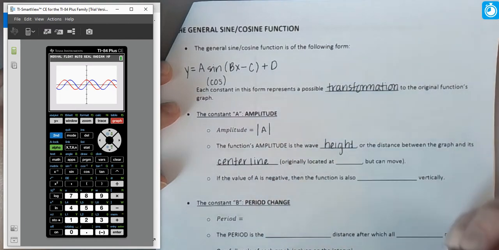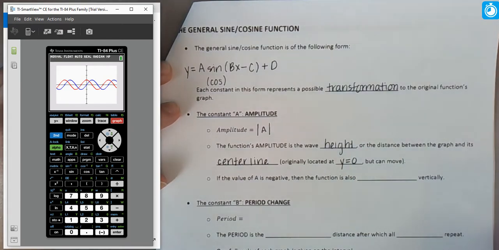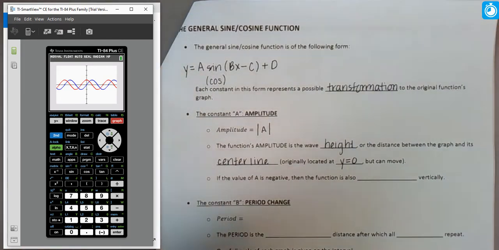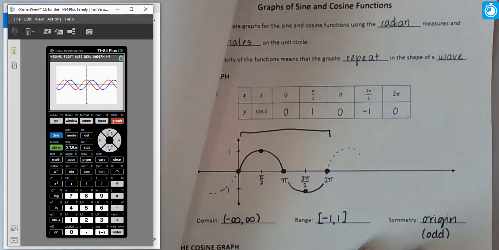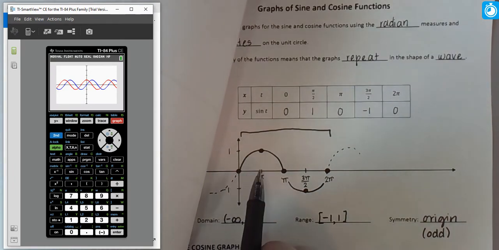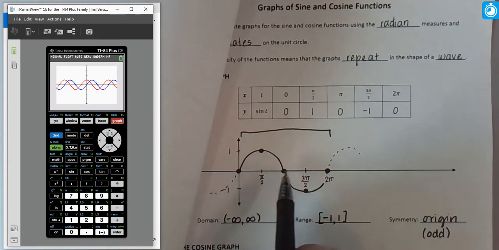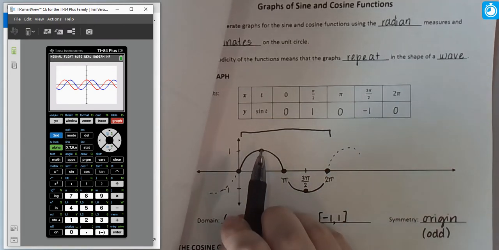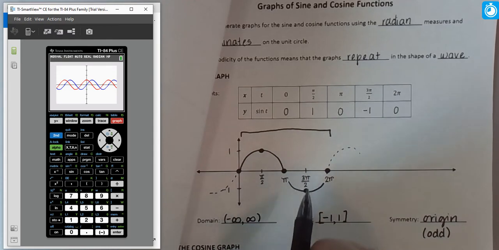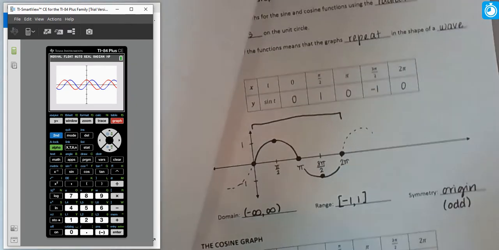Now for the standard sine and cosine graph, the center line is originally at y equals 0, but it can potentially move. So when we think about amplitude, just to give you a sense, look at the picture. The amplitude is how high, and of course also how low, the graph is going to reach from that central line. Here on the sine graph, we can go up 1 unit, that's going to be the height of the wave, and we can also go down 1 unit, that's going to be the height of the wave below. So this height of 1 unit in either direction represents the amplitude of this particular wave.